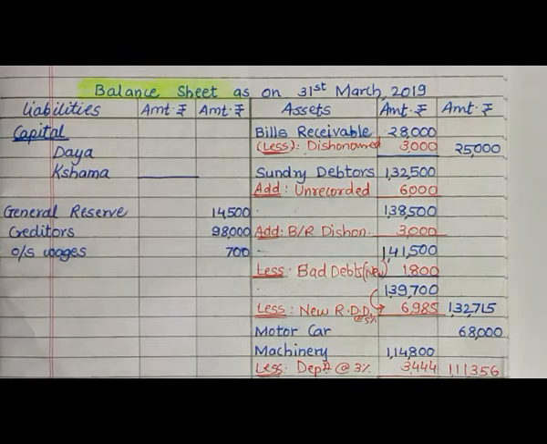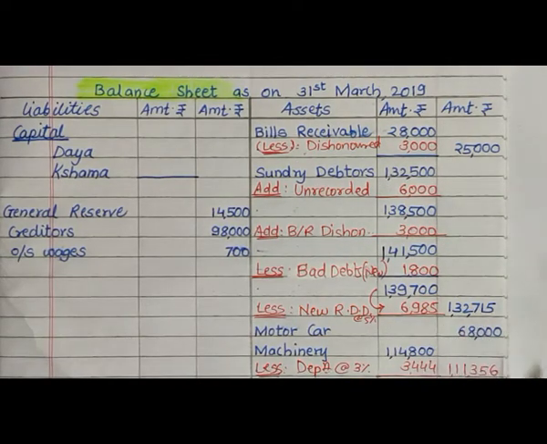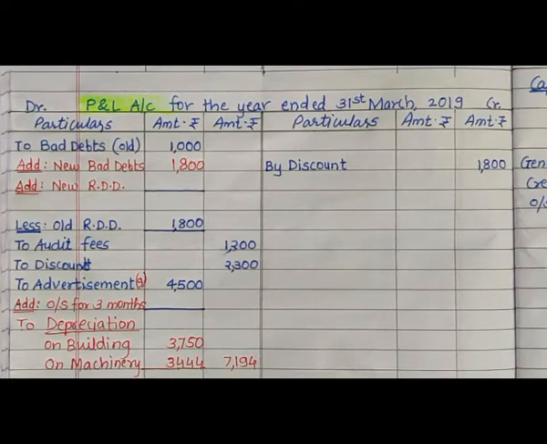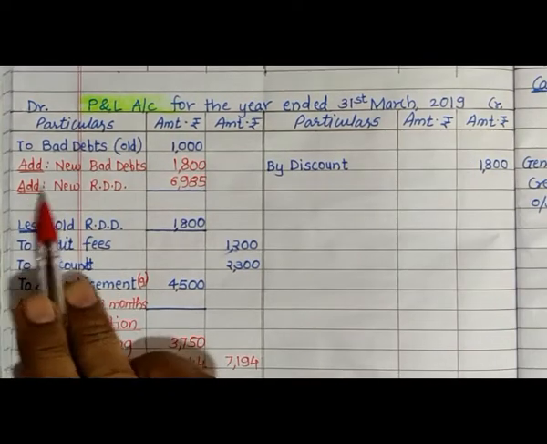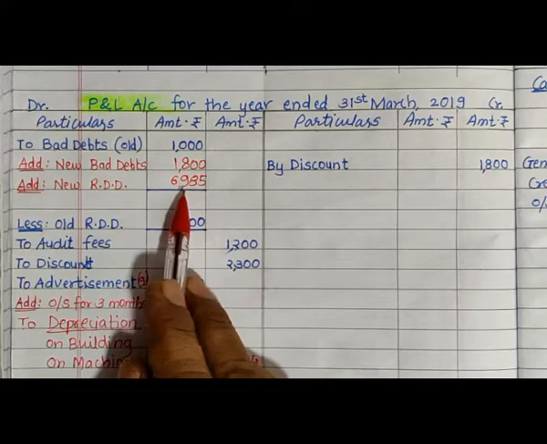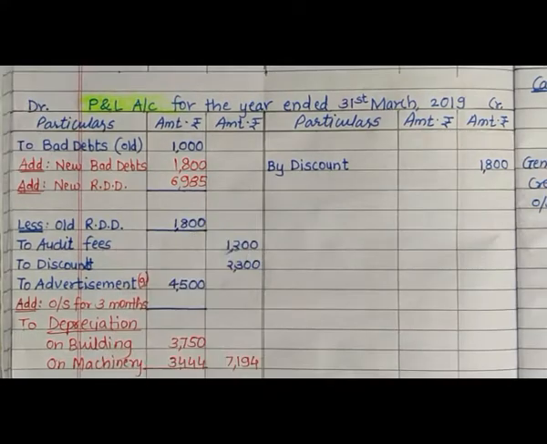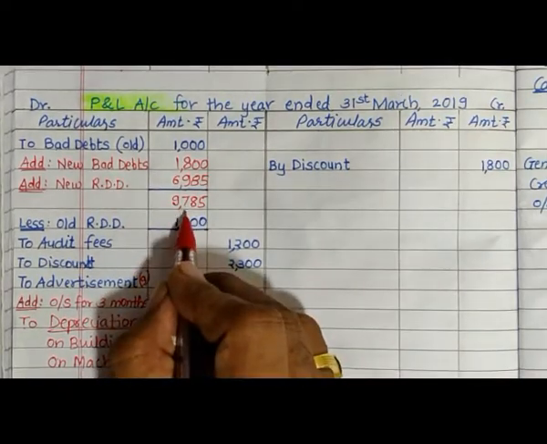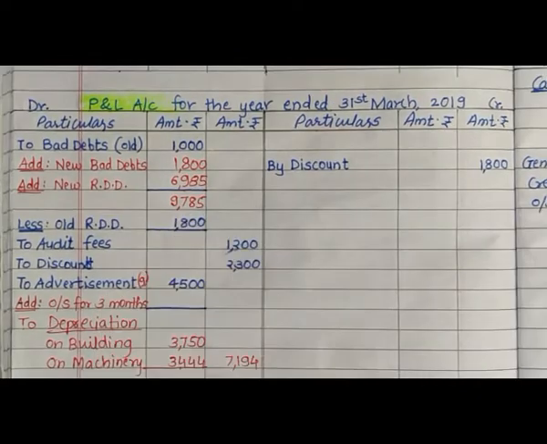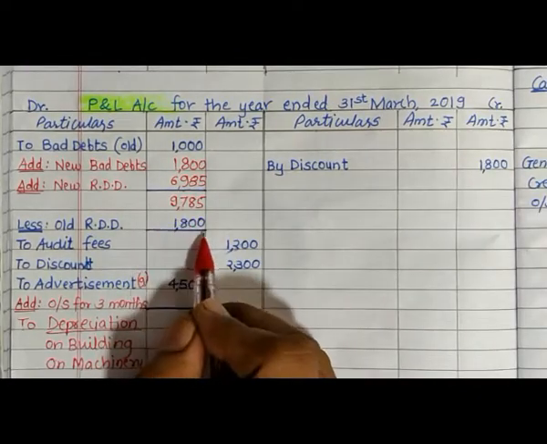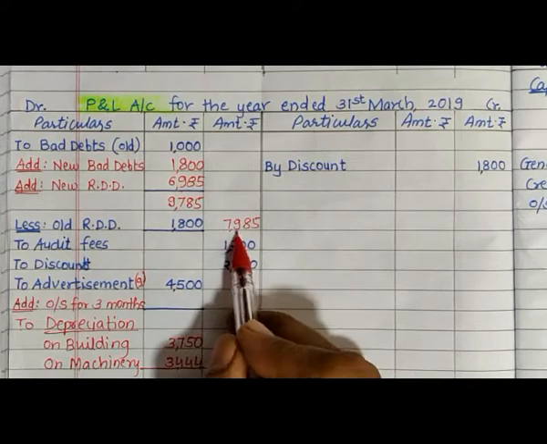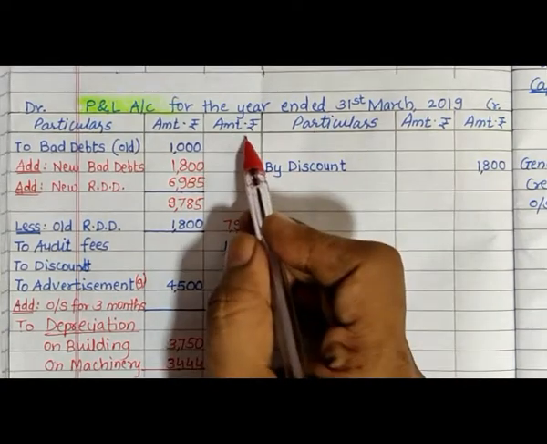So the amount of good debtors is 1,32,715. And being loss, we can record it to profit and loss account debit side. Add new RDD 6,985. So the subtotal is 9,785. We will deduct old RDD from this, and the actual loss of bad debts is 7,985, which is recorded to the outer column of profit and loss account.